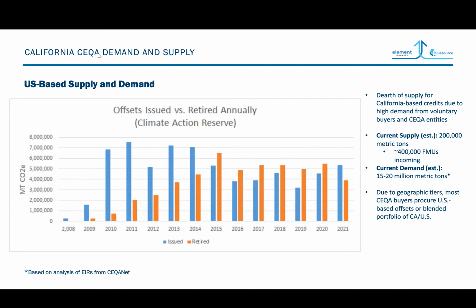John, real quickly, I notice you're using an acronym that people may not be familiar with. Can you explain what FMU means? Sorry, yeah, that's a forecasted mitigation unit. And that is a type of credit implemented by one of the registries under the Climate Forward program.